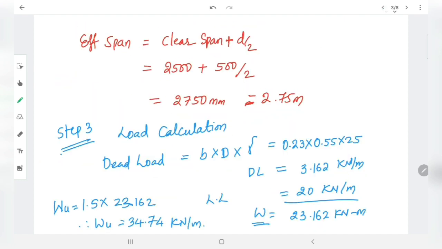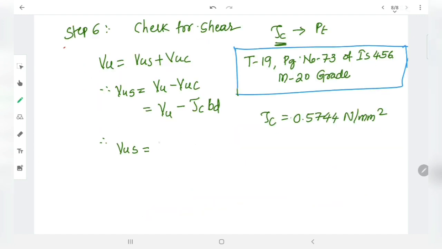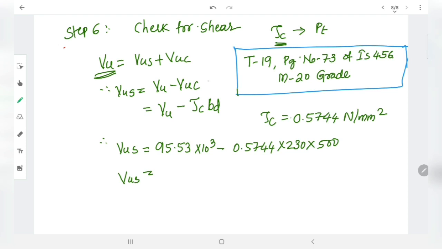I'll substitute the value of VU. VU is 95.53 minus, okay, I'll be keeping it in Newton, minus tau C is 0.5744 into 230 into 500. When you calculate the value of VUS, VUS is nothing but the shear to be resisted by the reinforcement. VU is the total shear force which is acting on the section. VUC is the shear resisted by the concrete.